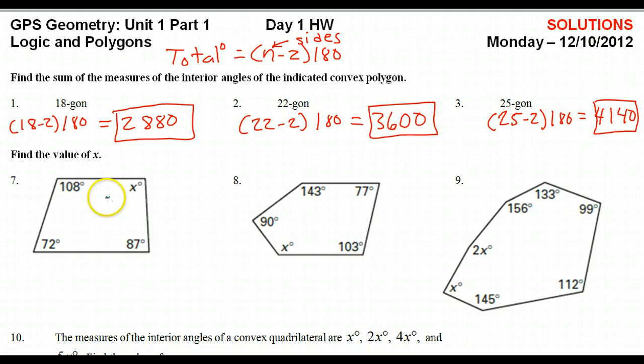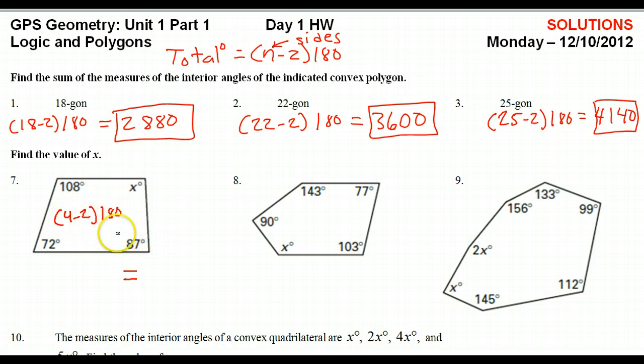Now, for problems like number 7, and don't ask me why it skips from number 3 to 7, it's just the way it had to be. If I want to find the value of x, what I need to do is set up an equation that I can solve. The equation is usually going to be a matter of setting an expression equal to something that we know. Now, we know the total degrees, we should be able to find this by doing n minus 2 times 180.